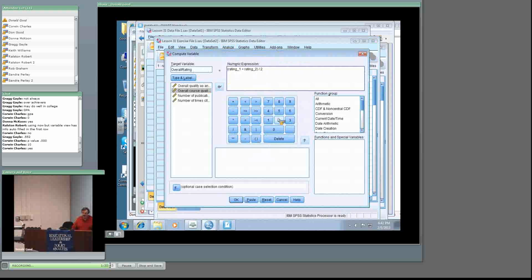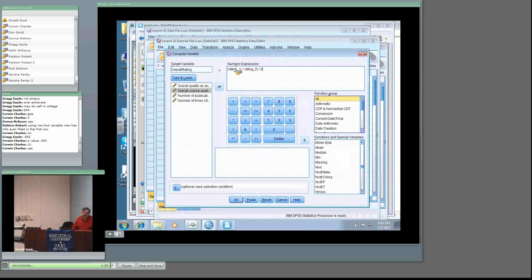There are other ways to do this. For example, if I look at All, I can find there's a mean function down here. I'm just introducing this. I'll do it more later. I could find the mean and enter the two variables that way. But I'm just going to mathematically add this to that and divide by 2.